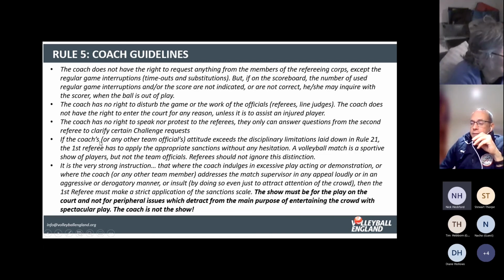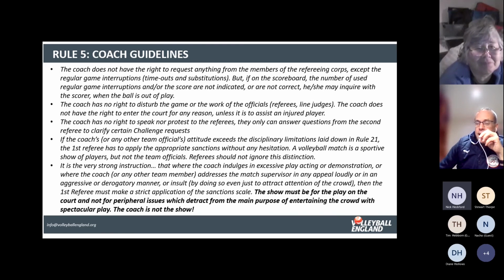The FIVB gets very vexed about coaches, and this is what they say. The coach does not have the right to request anything from the members of the refereeing corps, except regular game interruptions, timeouts, and substitutions. But if on the scoreboard the number of used interruptions or the score are not indicated or are not correct, she may inquire with the scorer whilst the ball is out of play. The coach has no right to disturb the game or the work of the officials.